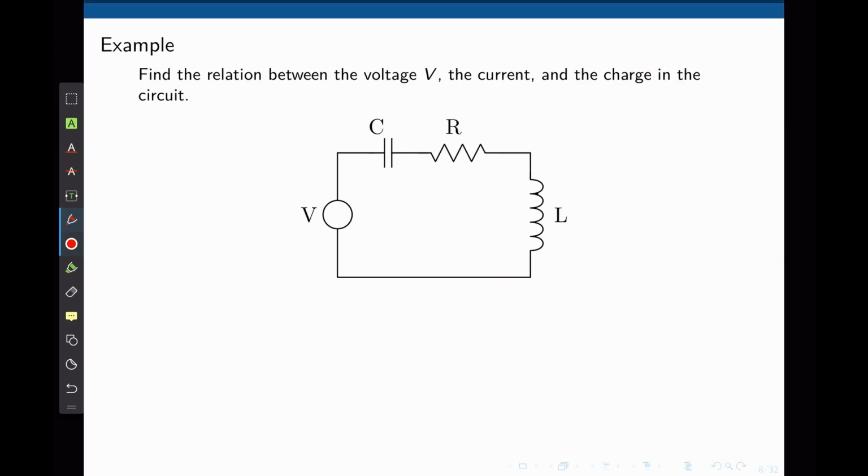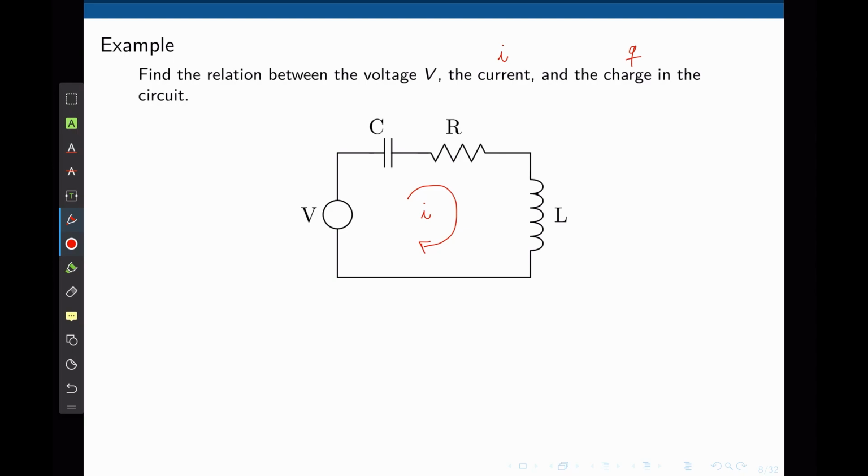Now that we have all the electric elements we need, we can try to find the equation for this circuit here that has an LRC circuit and a voltage V. We are interested in the relation between the voltage and the current, and the voltage and the charge in the circuit. The current we're going to call I, and the charge we can call Q. Let's start with the current. If we apply a voltage to this circuit, there is a current developed.